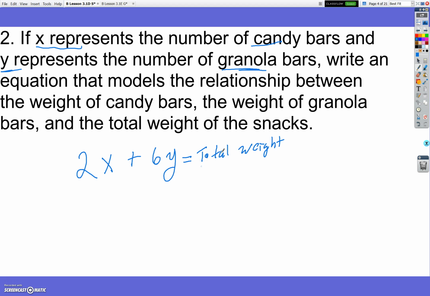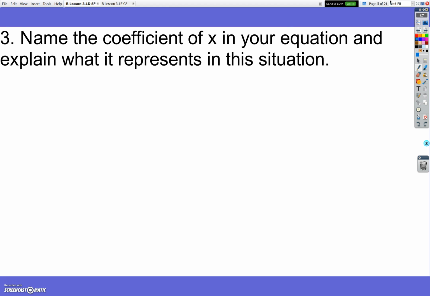So hopefully that makes sense there. So this is my first example of part of my standard form. So let's go ahead now and look at this. It says, look at your equation of 2x plus 6y equals your total weight.